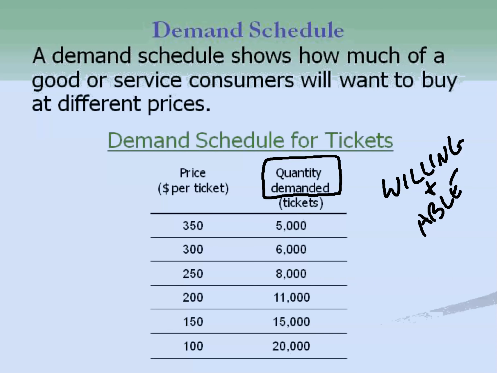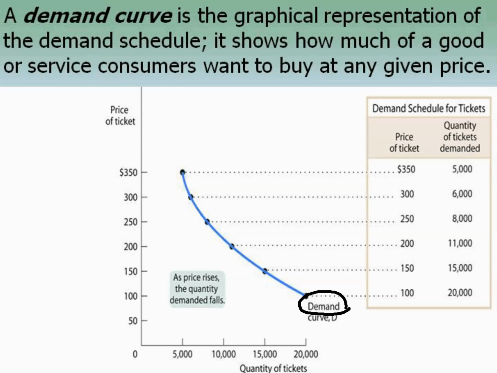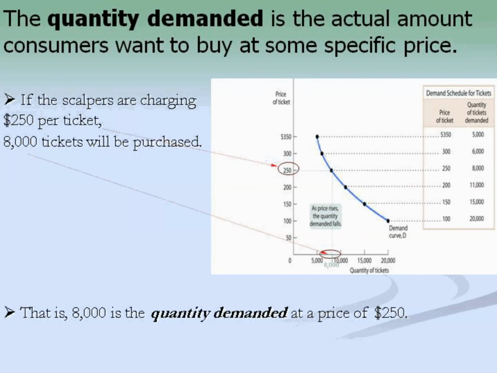Now, these are based on people that are willing and able to buy those tickets at those ticket prices. So that's what gives us our demand curve, this downward sloping curve based on the ticket prices. The lower the price, the greater the quantity demanded, and the higher the price, the less quantity demanded. Notice the demand schedule is what this is mirroring. At a point of $250 a ticket, you have 8,000 of those tickets sold. But when that price drops to $100, all of a sudden 20,000 tickets are sold.